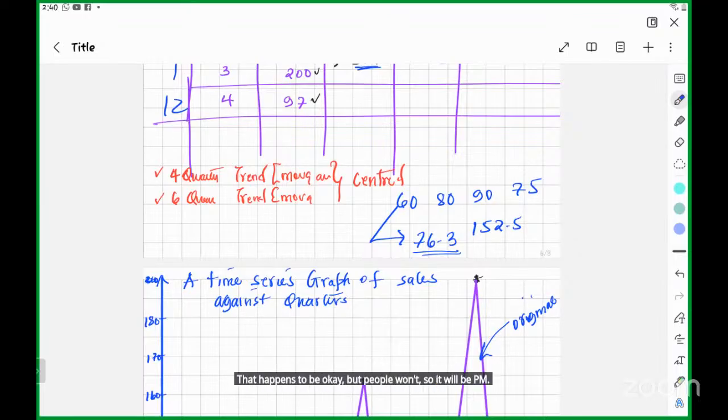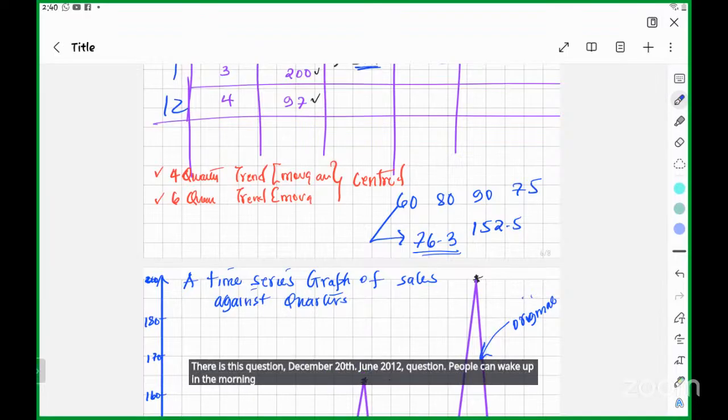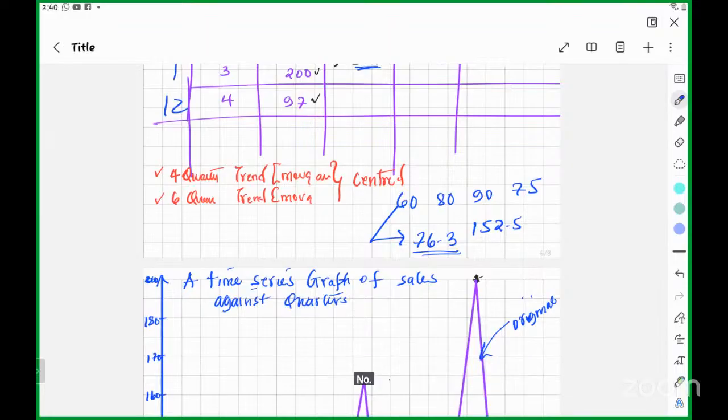There is this question, the June 2012 question. AM, people can wake up in the morning. Only you have a paper on Tuesday. No, let's do PM. PM is okay. Some people are working.